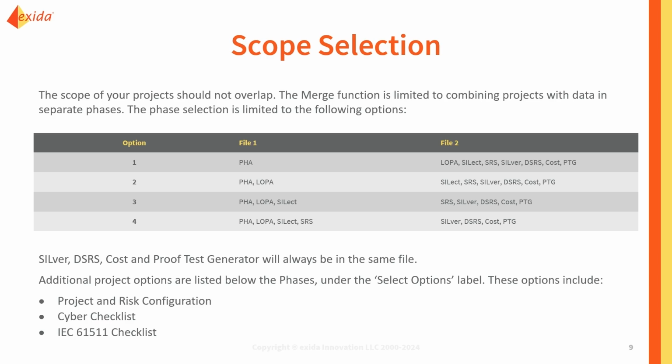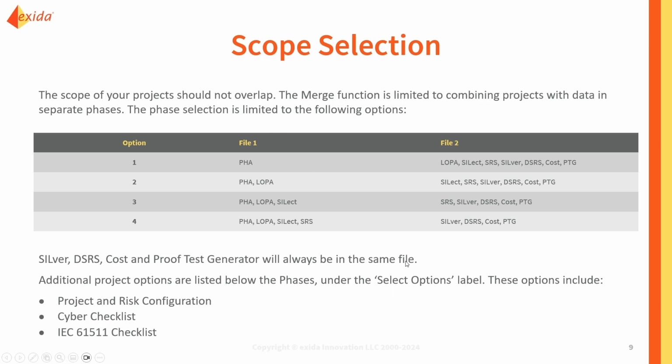And so when you select the phases attributed to each file, it will limit you to these options so that you can properly bring the project data together and benefit from that full lifecycle integration. You'll notice that Silver, Design SRS, Cost, and Proof Test Generation is always in the same file. The Design SRS, the Cost module, and the Proof Test Generator really depend on the work that you've done in Silver. And so it doesn't really make sense to split those up.